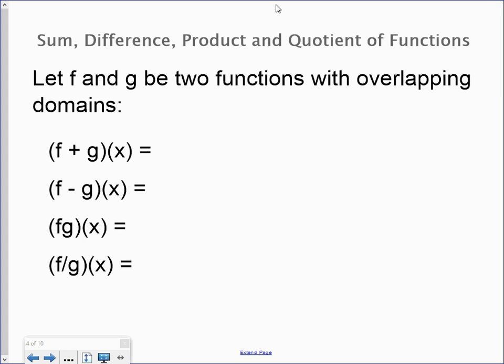The pre-calculus textbook does use a new notation, which is what you're seeing up there on the board. That's probably not how you wrote it in Algebra 2. So I just want to clear up so that everybody, when they see this notation, they know what it means. F plus g of x is the same thing as f of x plus g of x.